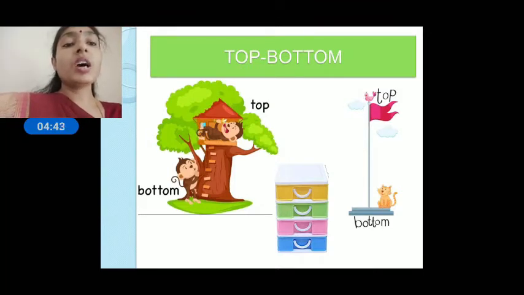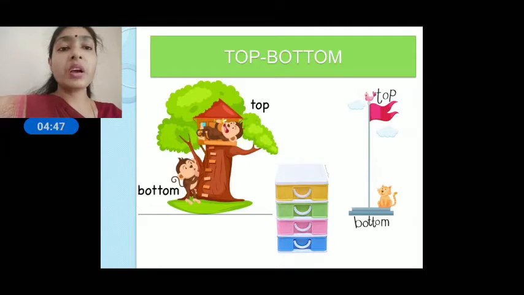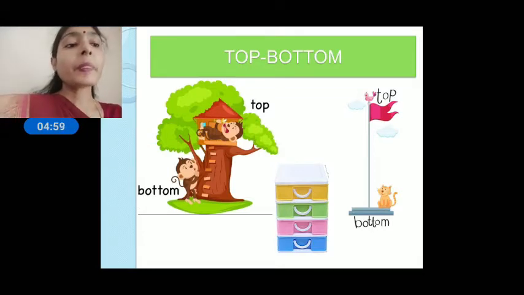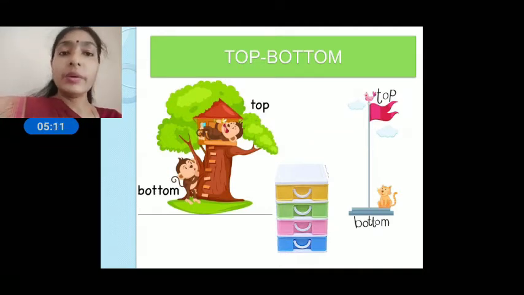Now top and bottom. See this monkey at the top of the tree which is eating a banana so happily. Correct. And the monkey at the bottom is observing because it also wants a banana. You know, no? Monkey likes banana. Now if you observe this flagpole, the bird is at the top of the pole and at the bottom who is sitting? Cat. Yes.